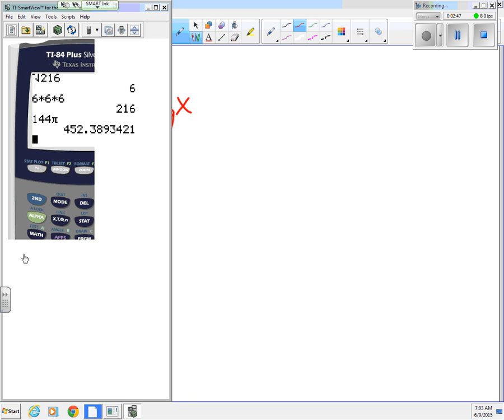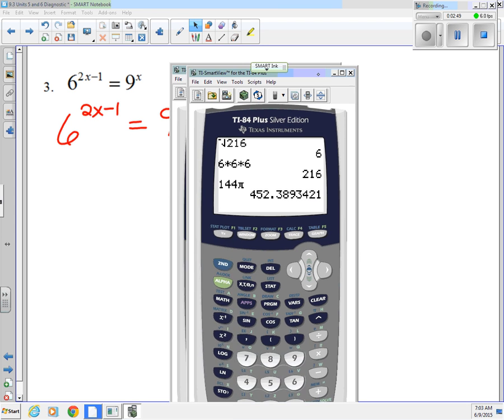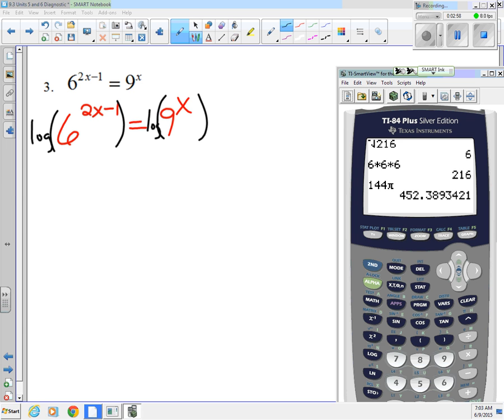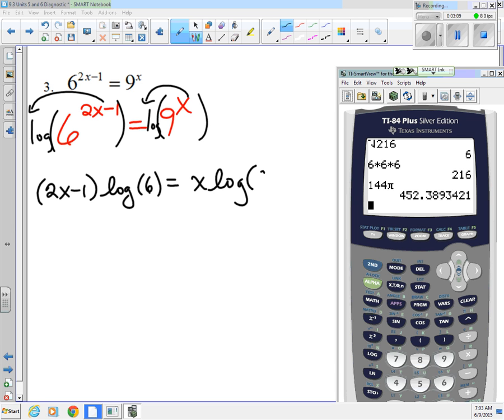And by the way, you could have also done number 1 by doing this technique, but number 1 is a lot shorter if you don't use logs. Anywho, so I'm going to take the log on both sides of this. The point of this is the exponent comes down. That's a property of logs. So I get (2x minus 1) log 6 equals x log 9. And log of 6 and log of 9 are numbers. We need to keep that in mind. This is a number, and this is a number. So keep that in mind as we do this problem.